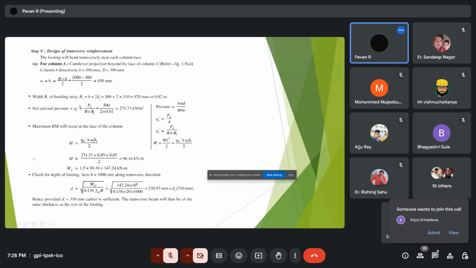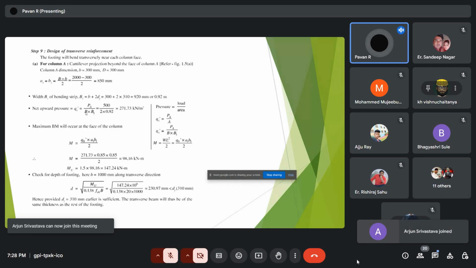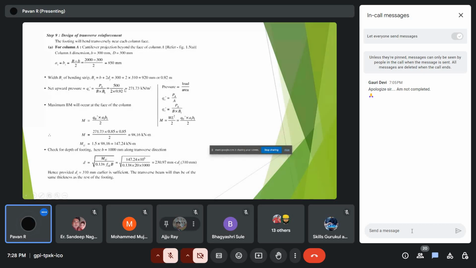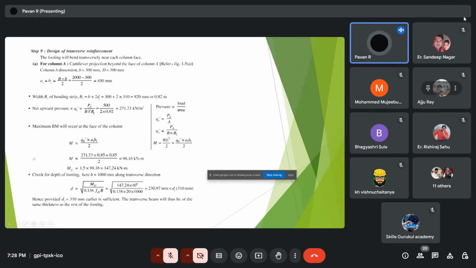that is Q0 dash, that is PA. PA is the axial load acting on the column A, and B is the breadth of the footing, that is 2.0, and 0.92 is worked out using this formula, that is B plus 2 into BD, which is the cantilever projection behind the face of the column A. So the maximum net upward pressure that is going to act on the transverse reinforcement is around 271.73 kilonewton per square meter.